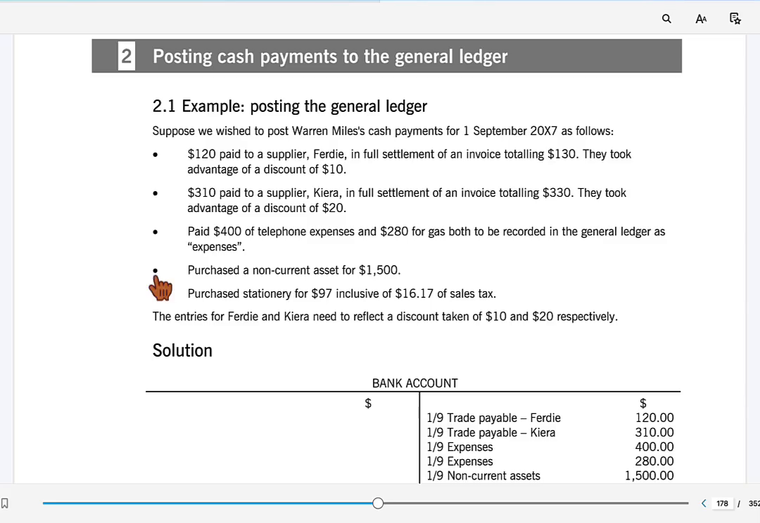Transaction 4. Purchase of a non-current asset. Information given. Libra purchased a non-current asset for $1,500. A non-current asset is something the business will use for more than 1 year. For example, equipment, machinery, or a computer system. This payment is not an expense. It is an asset purchase. So we record it like this.